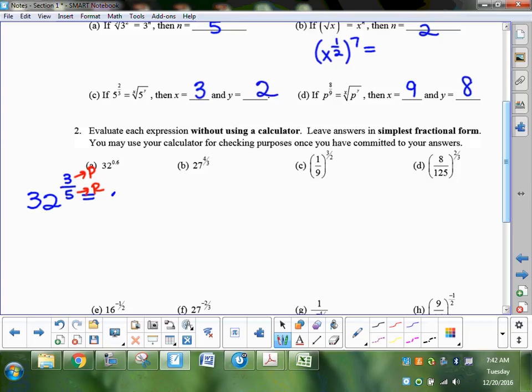So now I'm left with 2 to the 3rd power. What's 2 to the 3rd power? Done. Next one up, 27 to the 4/3.